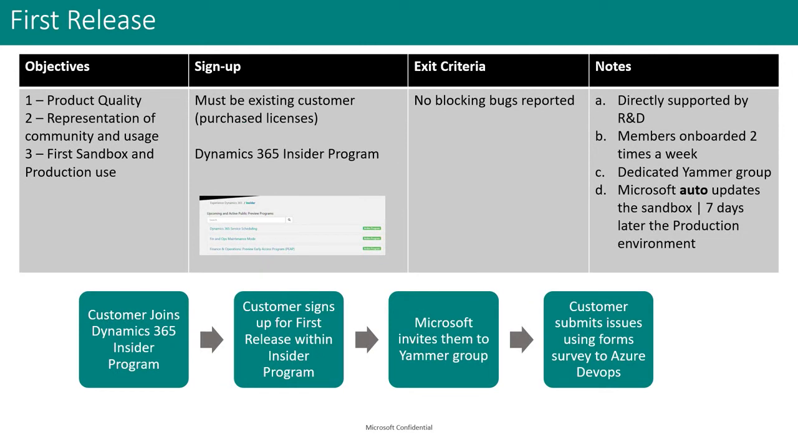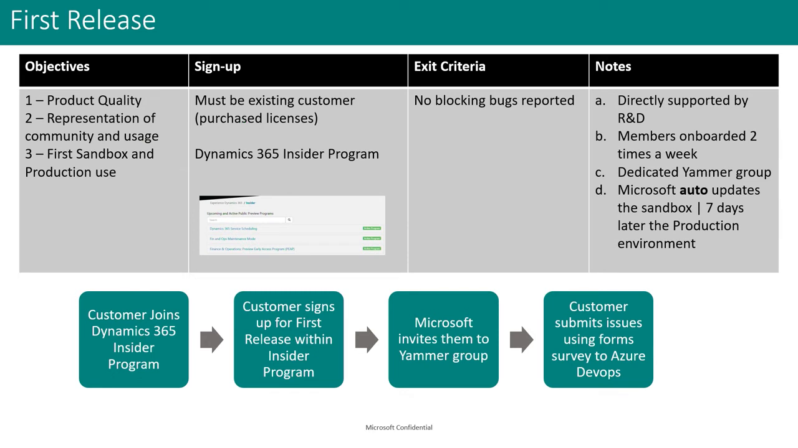The next program is our first release program. Our first release program are those customers that are going to take the update first. So these are the customers where we will auto-apply the update to their sandbox. Then 7 days later, we auto-apply the update to production.